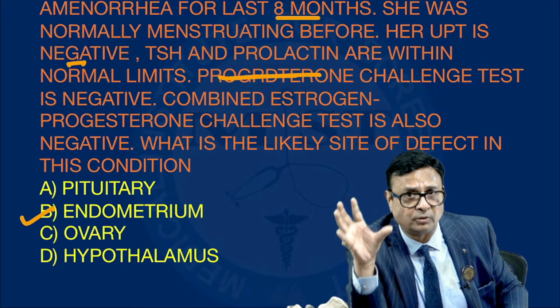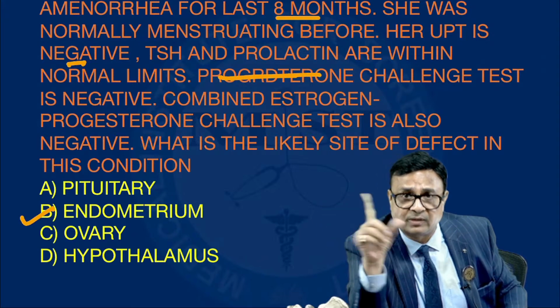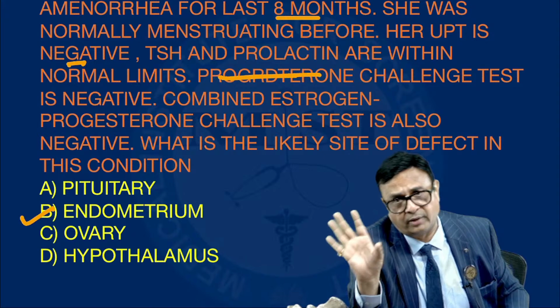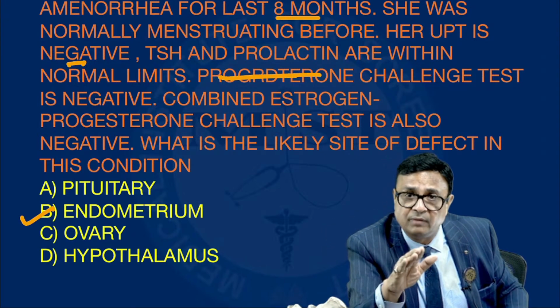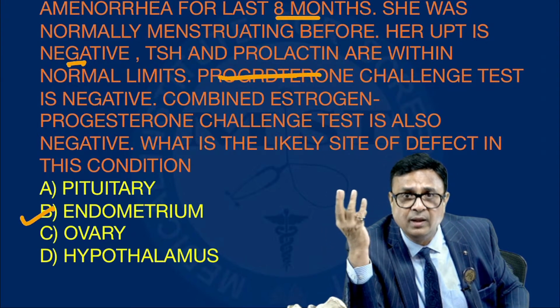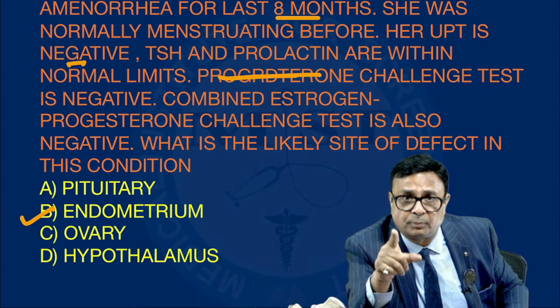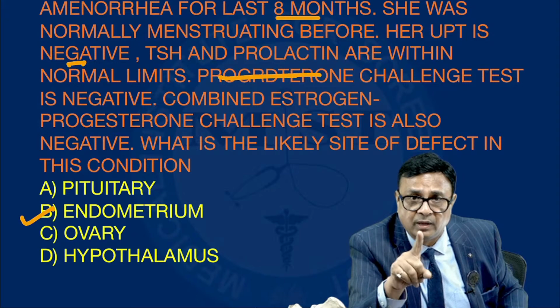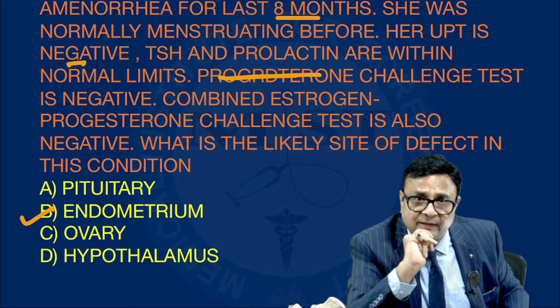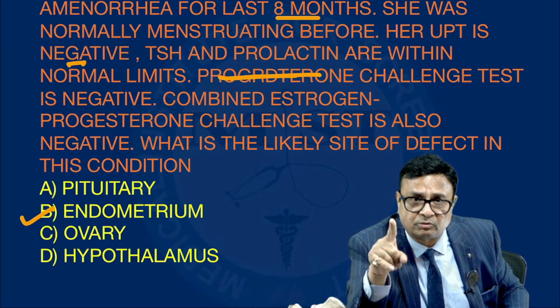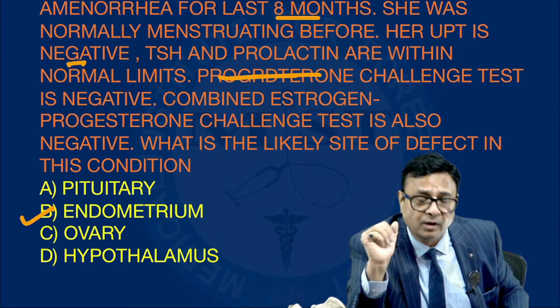Next question. If progesterone challenge test is negative, what is the next step? Combined estrogen progesterone challenge test. If it is negative, the problem is endometrium or Asherman syndrome. If it is positive, the defect could be either ovarian, hypothalamic or pituitary. So if the combined estrogen progesterone challenge test is positive, what is the next step?